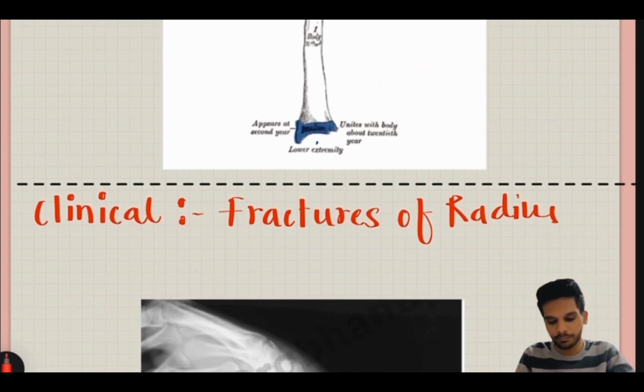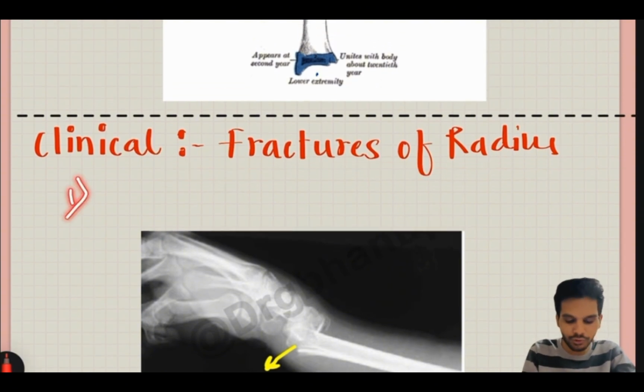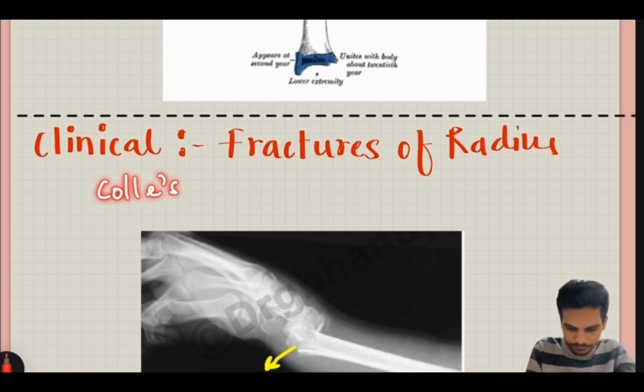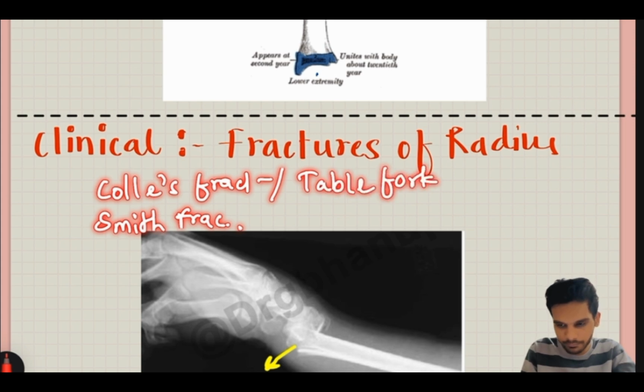Then clinical point, the fracture of radius. In this we will talk about basically two most common and important fractures. First one is Colles fracture and second Smith fracture. The Colles fracture, also known as table fork deformity.